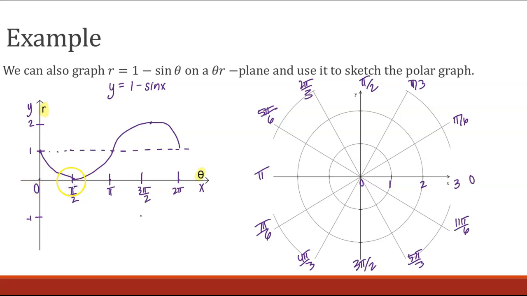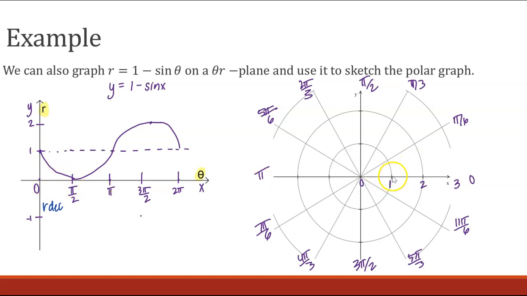So between 0 and pi over 2, that's what's going to tell me what's happening in quadrant 1 on my polar graph. Well, if I describe what's happening on this theta-r plane right here, between 0 and pi over 2, these r values are decreasing. So I'm just going to write that down here. r is decreasing from 0 to pi over 2. The r values are starting at 1 and decreasing down to 0.